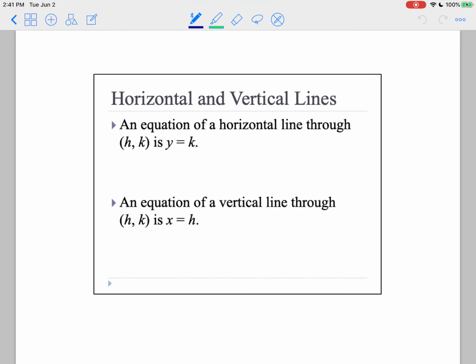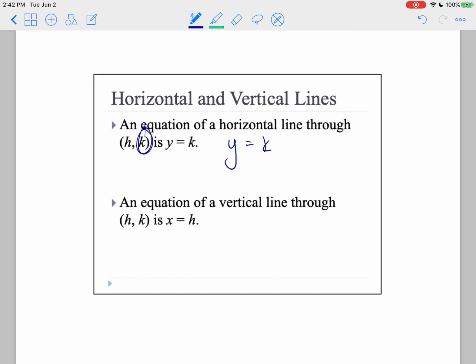But I also want to talk about the graphs of vertical and horizontal lines. Now, people always mess these up. An equation of a horizontal line is y equals some number. In this case, k is some number, and that number specifically is the y coordinate of that point that the horizontal line goes through. Now, most people think that a horizontal line should be x because x is horizontal.